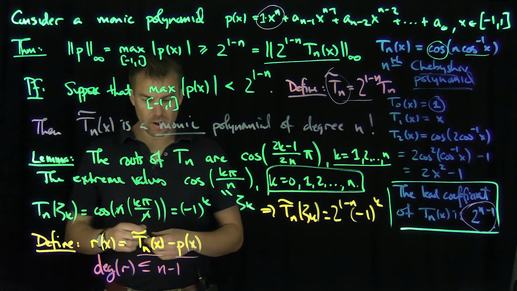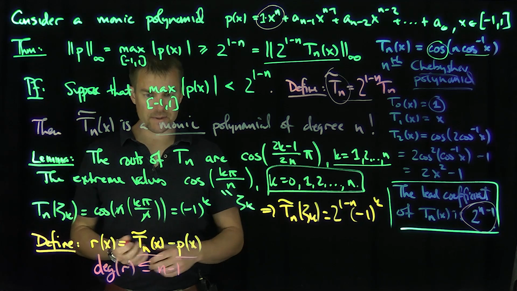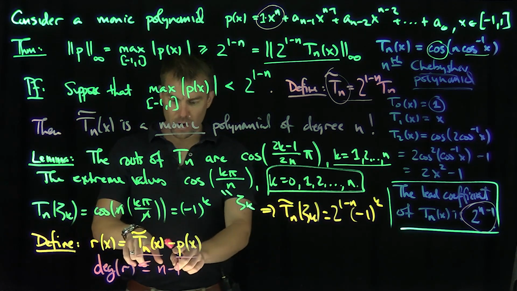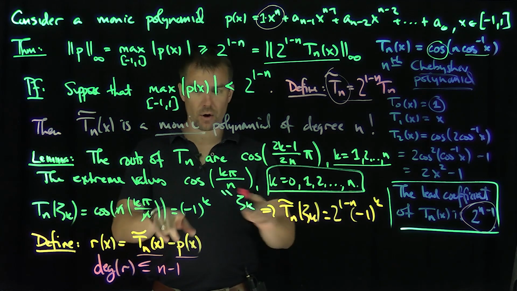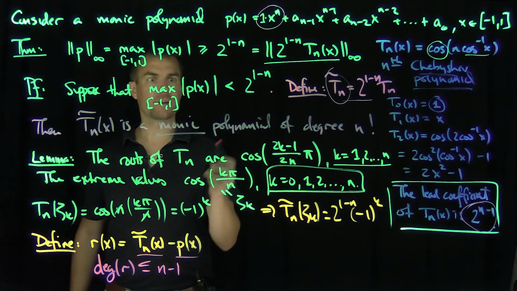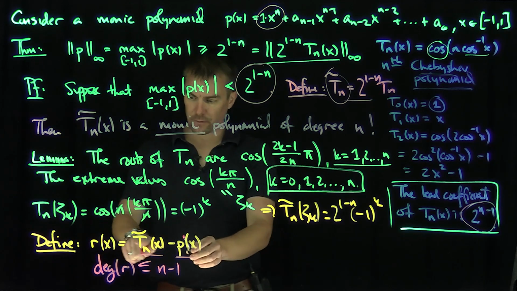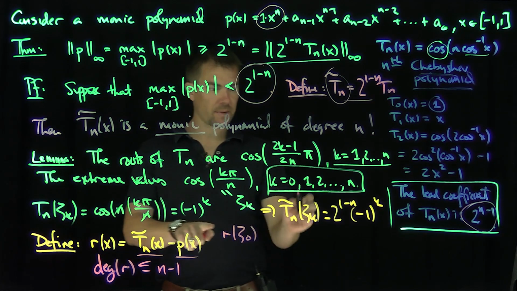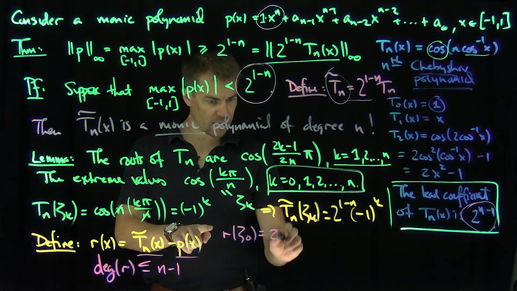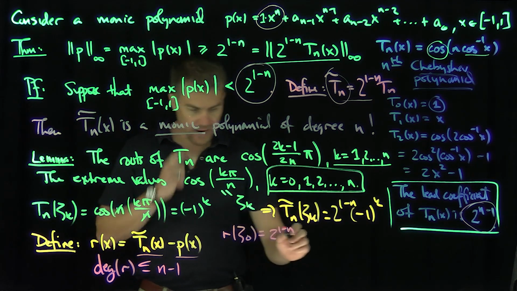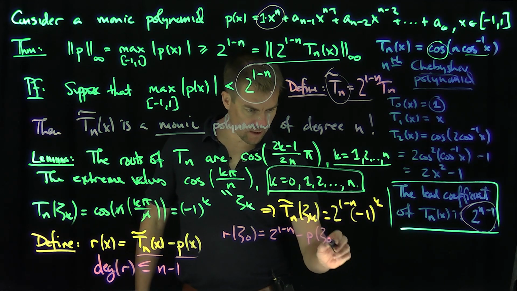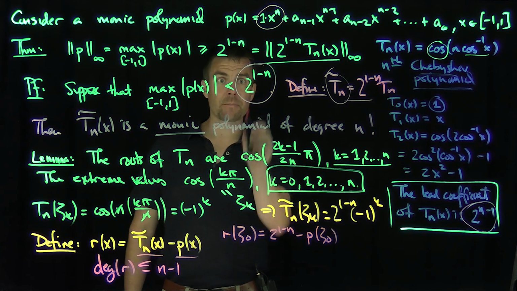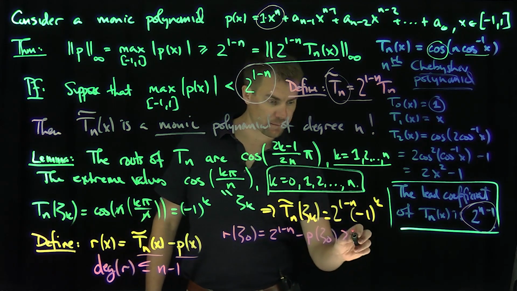And now what can I say? I know that if I plug in any of these extreme points, for example, this zeta 0, this expression is going to be positive, because I'm assuming that the L infinity norm of this polynomial is strictly less than 2 to the 1 minus n. So when I plug in r of zeta 0, I'm going to have 2 to the n minus 1 minus p of zeta 0, but no matter how large p of zeta 0 can be, it can never be as large as 2 to the n minus 1. So that number over here is positive, right?